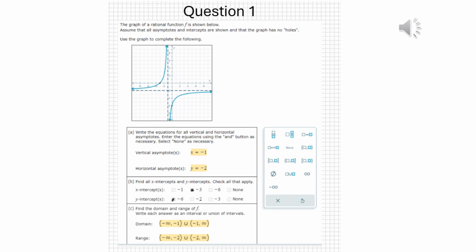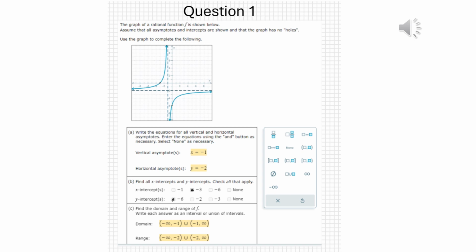Okay, now find the x-intercept and y-intercept. The x-intercept is the point in which the curve crosses the x-axis. I saw here it is at -3, so it's the point (-3, 0). Okay, only one. Then the y-intercept, only one also, is at the point I saw here, -6. So (0, -6). Get that option.